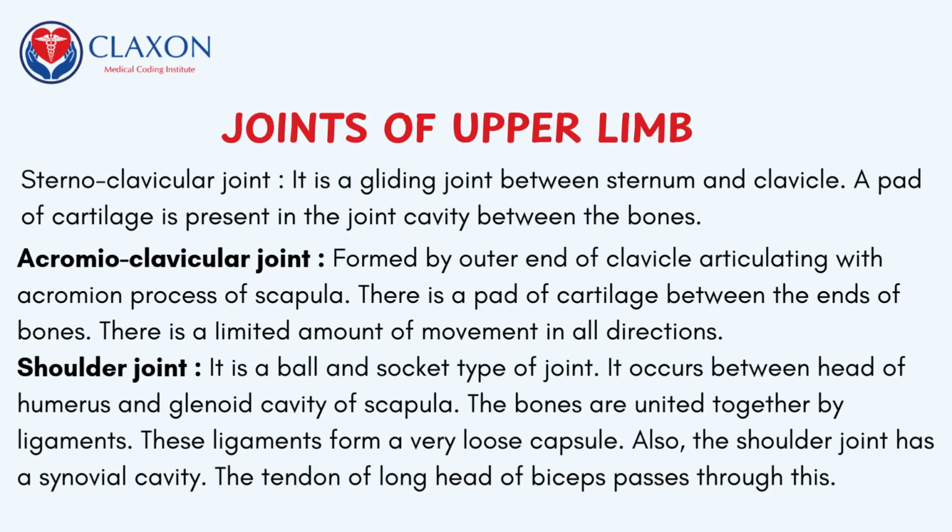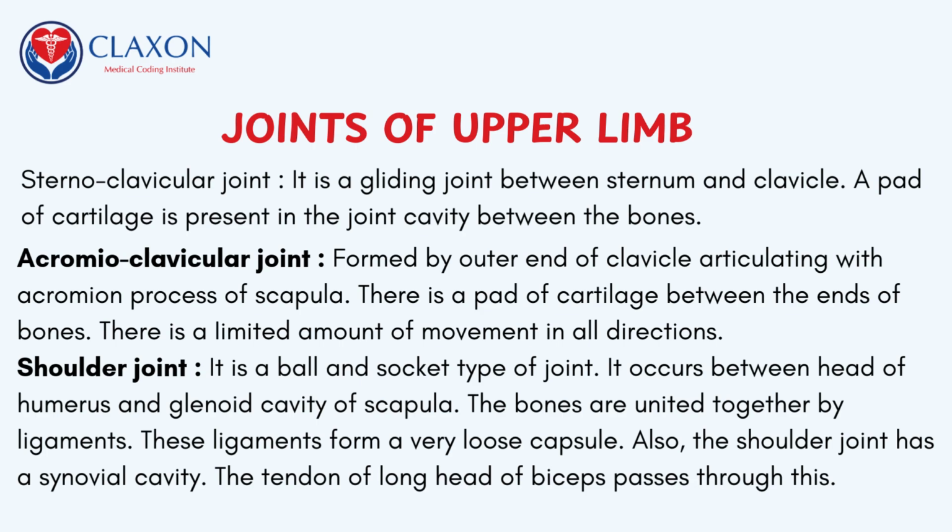Joints of upper limb. Sternoclavicular joint, it is a gliding joint between sternum and clavicle. A pad of cartilage is present in the joint cavity between the bones. Acromioclavicular joint, formed by outer end of clavicle articulating with acromion process of scapula. There is a pad of cartilage between the ends of bones. There is a limited amount of movement in all directions.